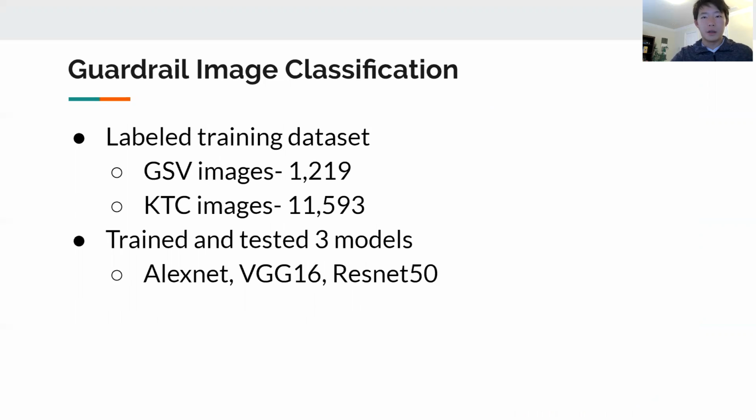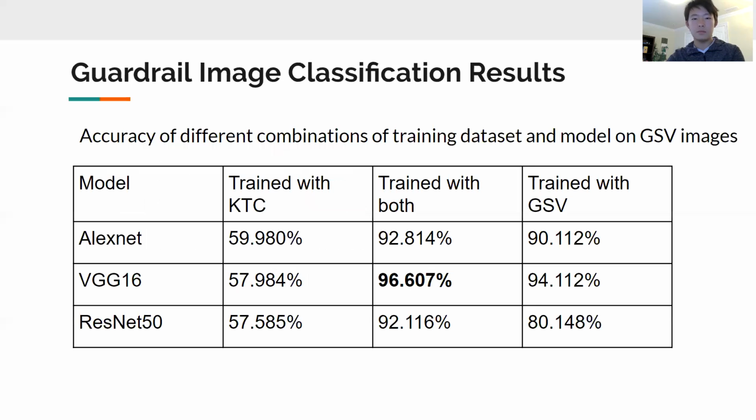After I finished generating the dataset, I had around 13,000 total images. Around 1,000 of them were from Google Street View, and the rest were from the KTC dataset. I used these images to test 3 different machine learning models: an AlexNet, a VGG16, and a ResNet50. Here are the results. In this chart, the validation accuracy on Google Images is displayed. I used different combinations of datasets and models to find the highest accuracy. The VGG16 trained on both datasets had the highest accuracy, so I used the results to map guardrails.